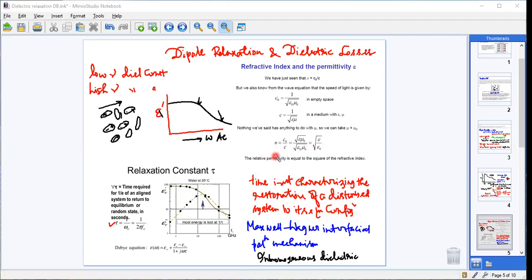So we introduce the concept of relaxation time as the time interval characterizing the restoration of a disturbed system to its equilibrium configuration. The relaxation frequency is defined as the reciprocal of this one relaxation time. So in inhomogeneous dielectrics, the Maxwell-Wagner interfacial polarization mechanism leads to another type of relaxation, which we shall not go into here.